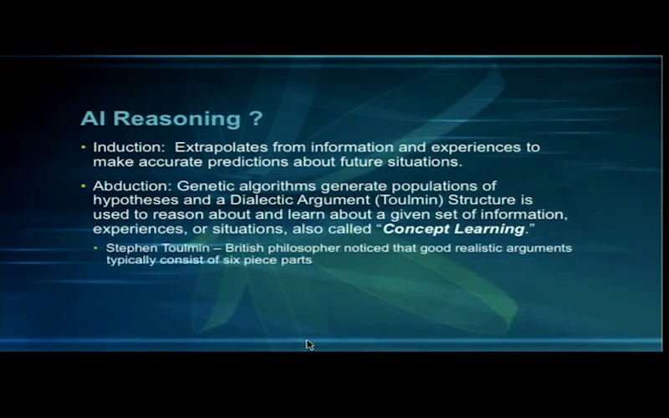So genetic algorithms, what they do is they actually generate populations of these different types of hypotheses. And this dialectic argument Toulmin structure that you see there, what it basically does is it breaks up arguments into sections. And based on how you put the argument together, its objective was to help you win arguments by putting the right pieces in the right places. That's what the Toulmin structure basically was trying to describe. But when you're dealing with hypotheses, you're trying to have a system deal with concepts.